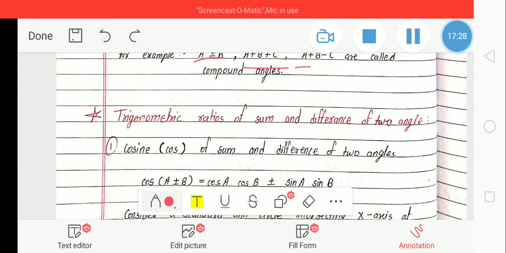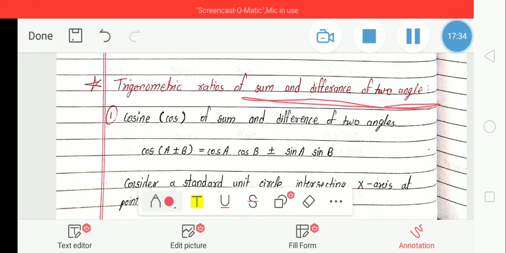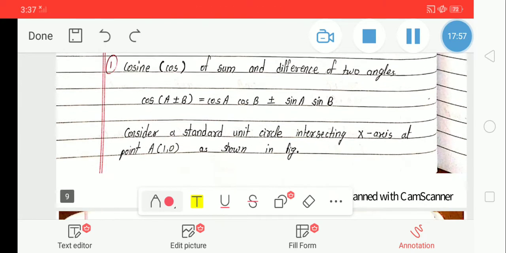Trigonometric ratio of a sum and difference for two angles. Here we are showing two angles. For the cosine of a sum and difference of two angles, here for cos we can solve for the sum and difference of two angles. We know that cos of A plus minus B is equal to cos A cos B minus plus sin A sin B.